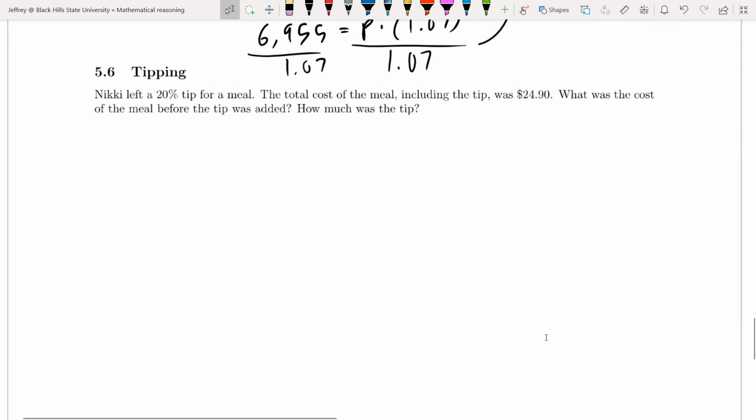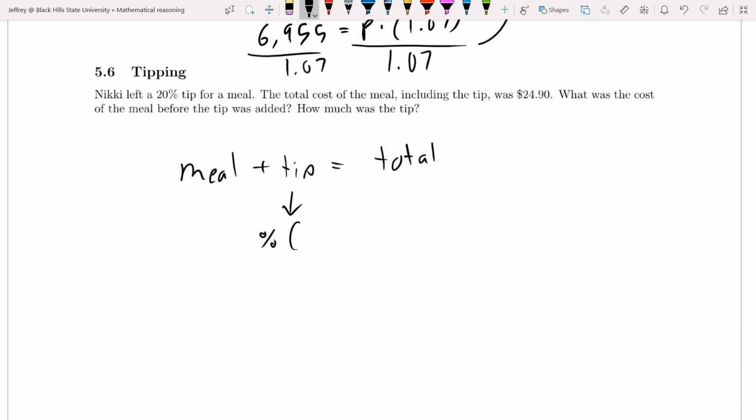The last example should look familiar. We did an example like this back in percentages. With this example, Nikki left a 20% tip for a meal. The total cost of the meal, including the tip, was $24.90. The question is asking what was the cost of the meal before the tip was added, and then how much was the tip. Well, if we take the meal plus the tip, this is equal to the total. And the tip really is just some percentage times the meal.